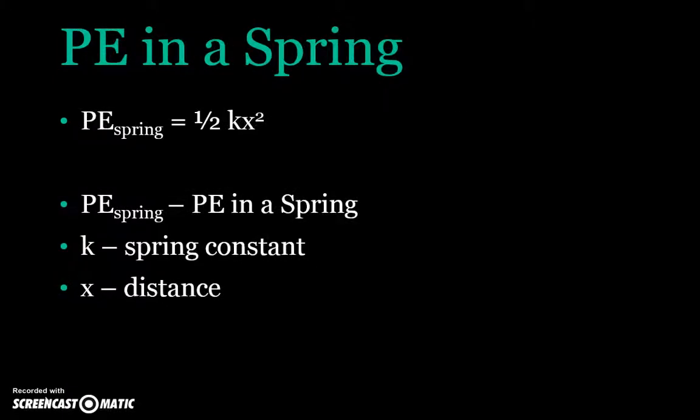Now, springs do have energy, and we're going to talk about the potential energy of that. So the potential energy in a spring is half of k multiplied by x squared. Potential energy in a spring is in joules. Your spring constant is in newtons per meter, and then your distance, x, should be in meters. So this is a lot like the formula for kinetic energy, only instead of having mass times velocity squared, you have spring constant times distance squared.